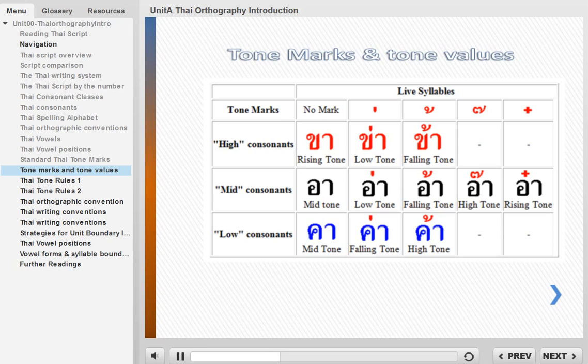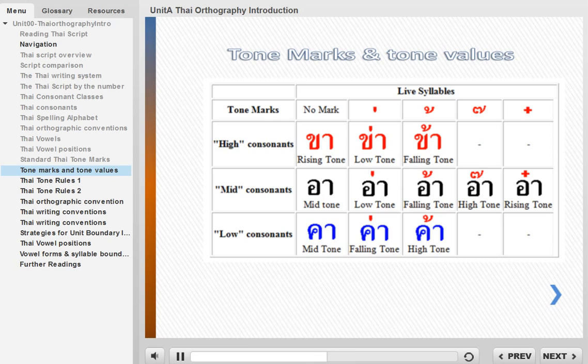For the syllables with tone marks, the tone marks are an additional factor in determining the tonal value of the syllable. The following table shows the tonal value of each tone mark when used with an initial consonant of each consonant class in a live syllable, represented by the syllable ending with the vowel ah, including the inherent tone of each live syllable with no tone mark for each class of initial consonants.